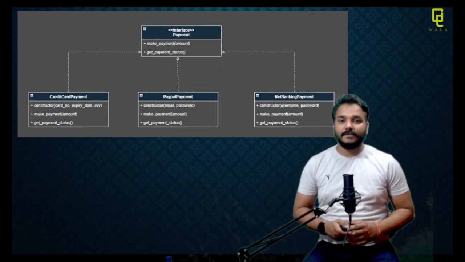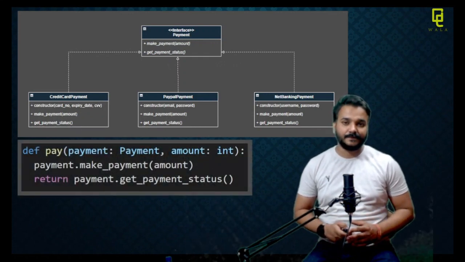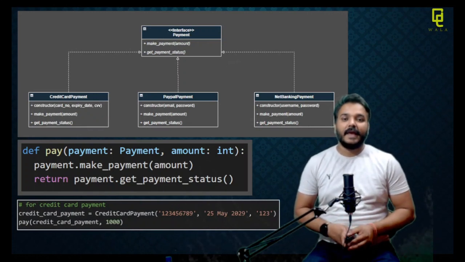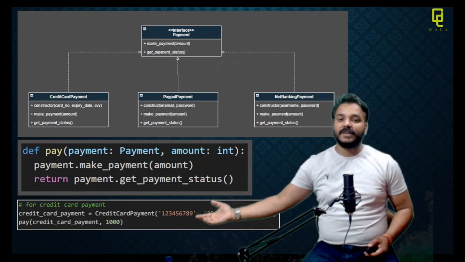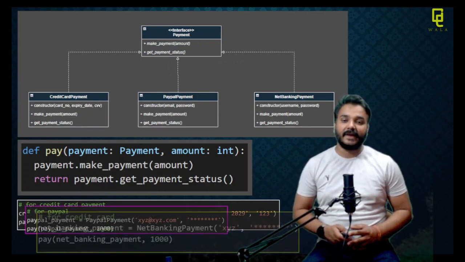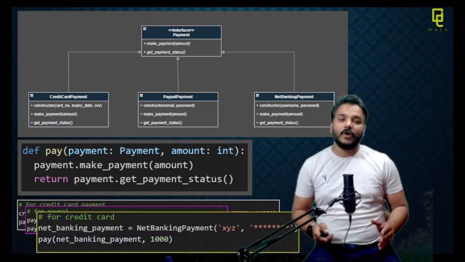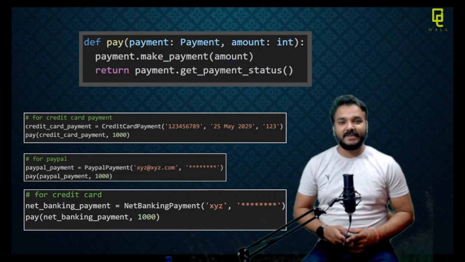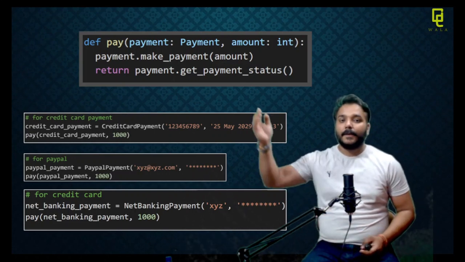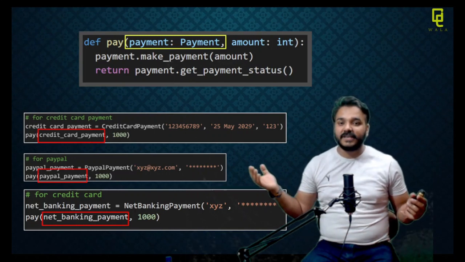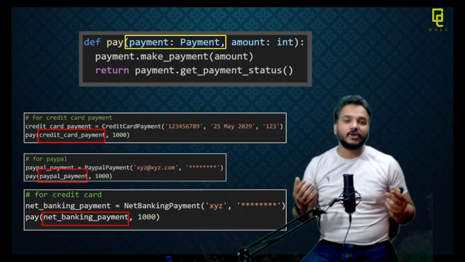We have seen this is our new design and the pay method. Pay method accepts the payment object and the amount. If we want to pay by credit card, instead of payment, we are going to pass the object of the credit card payment. The same thing for PayPal and net banking. Now we have to see what is the Liskov substitution principle here. Let us understand where the substitution is happening. In the pay method, we are expecting payment object, but we are passing the objects of the class which are implementing the payment. This is the Liskov substitution principle.